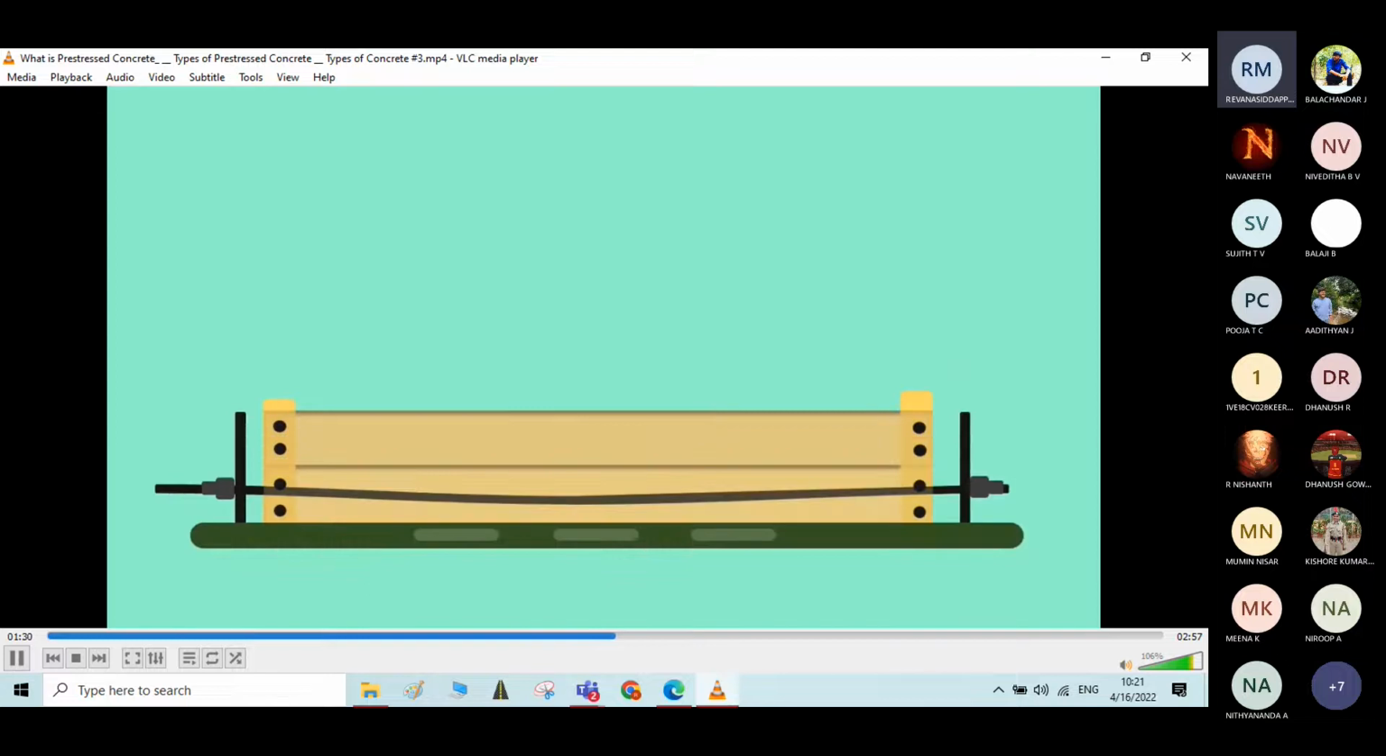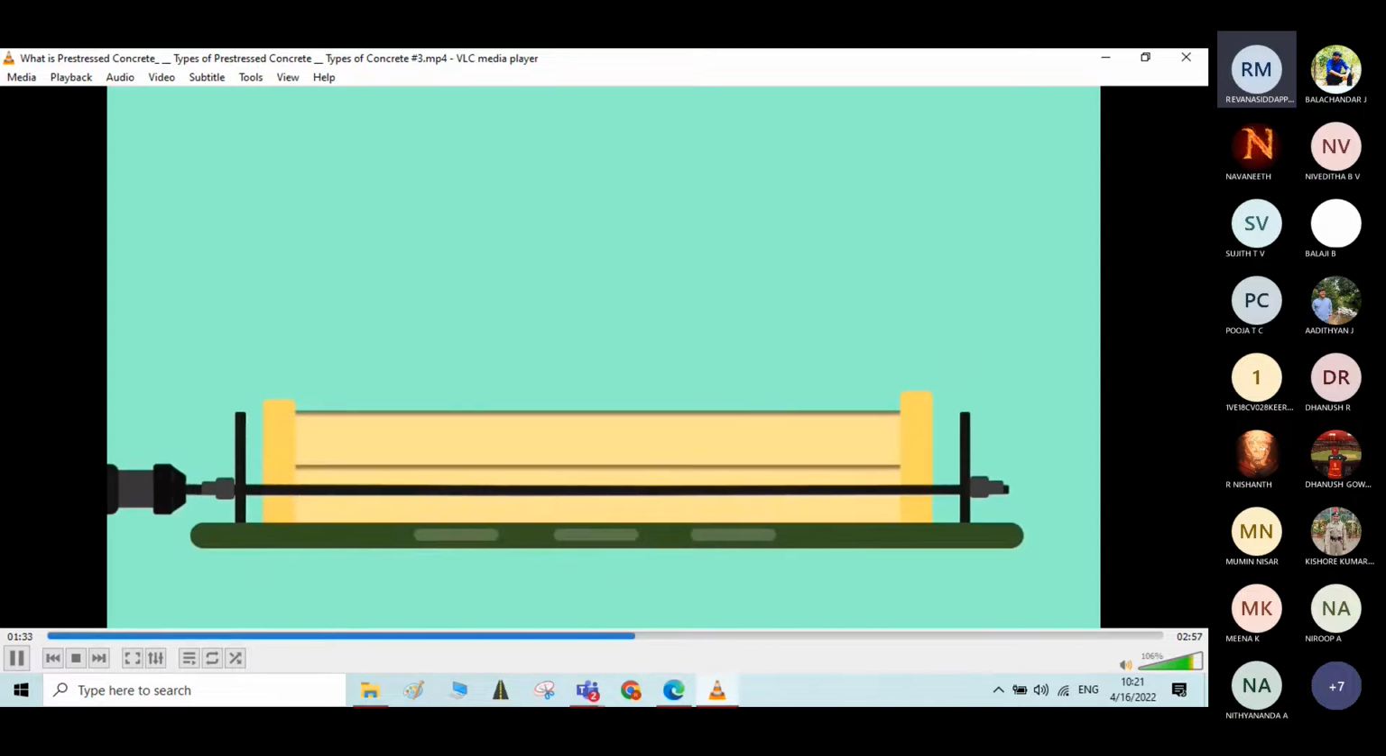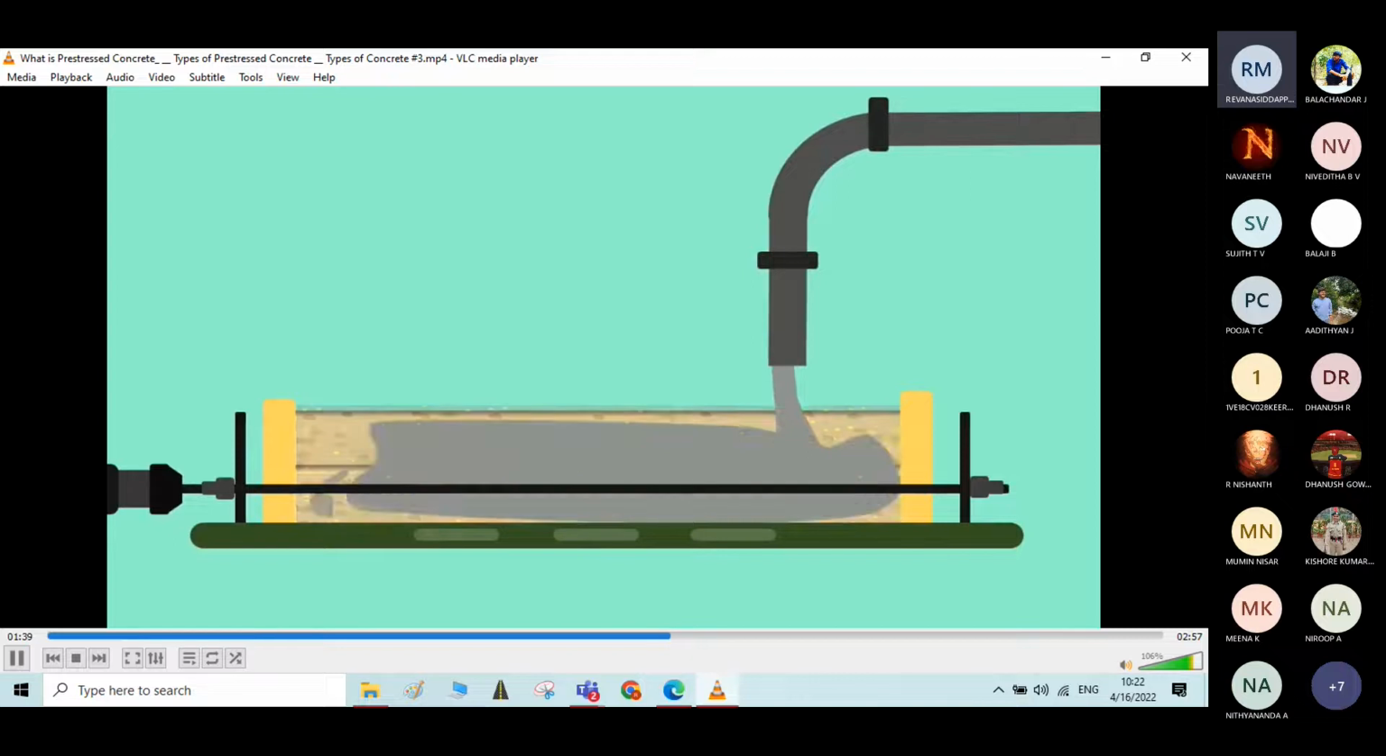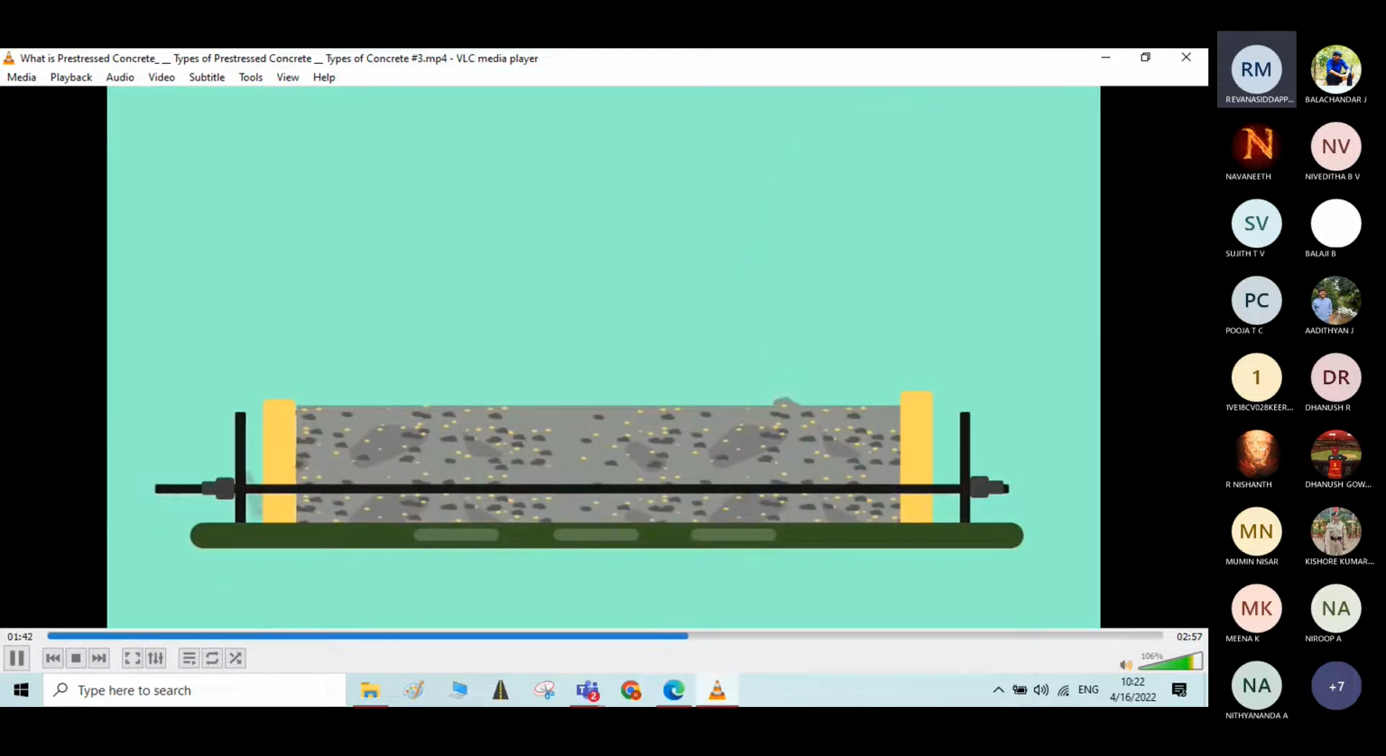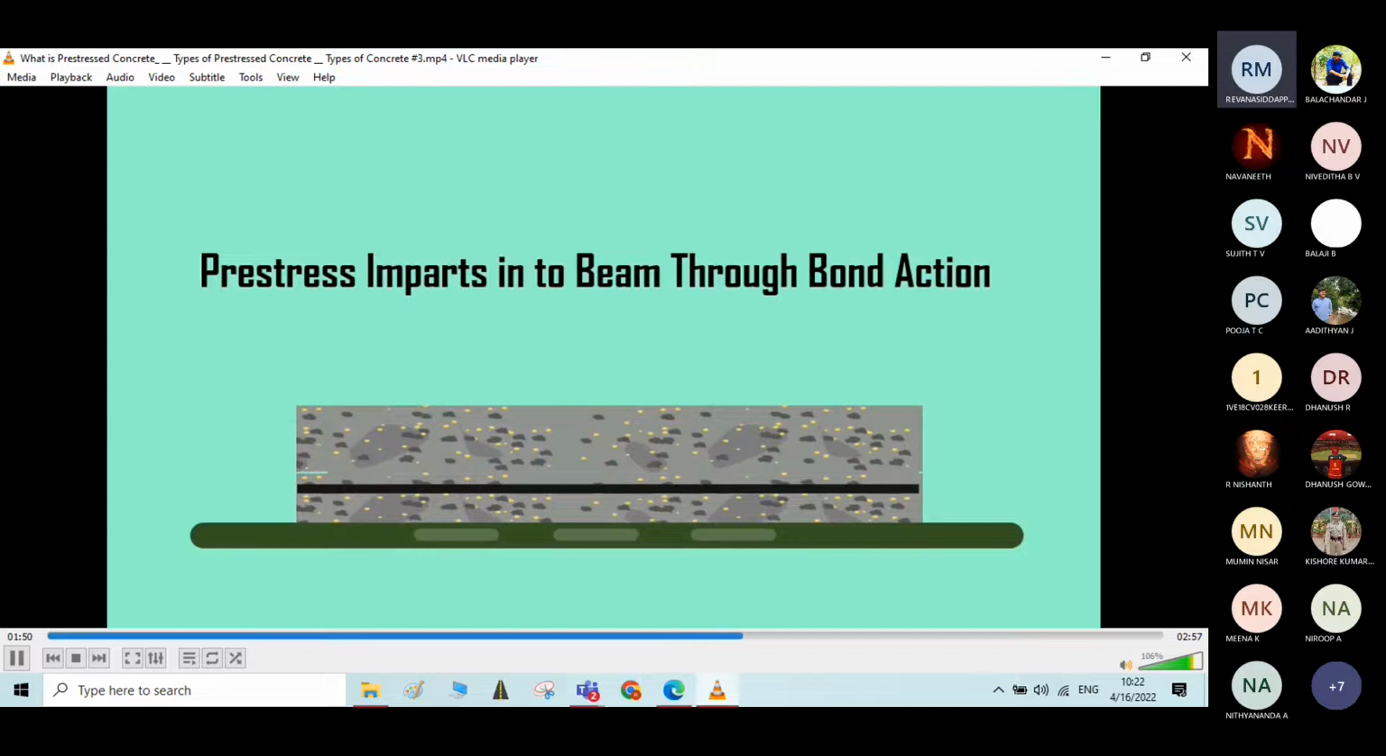Pre-tensioned concrete. Pre-tensioned concrete is one in which the tendons are tensioned before the concrete is poured. Now you can see the tendons being stretched before pouring the concrete. Further, after pouring the concrete and after the concrete attains sufficient strength, the tendons will be cut loose so that the pre-stress will be transferred to the element. For pouring of concrete, the tendons are initially tensioned and anchored at both ends, and then concrete is poured over it and cured. When the concrete attains the desired strength, the tendons are released and projections are cut out. The pre-stress is imparted into the beam through bond action.